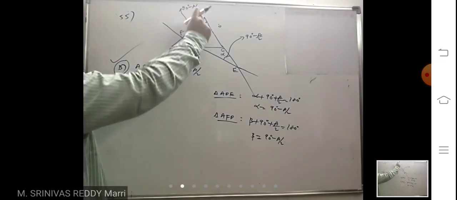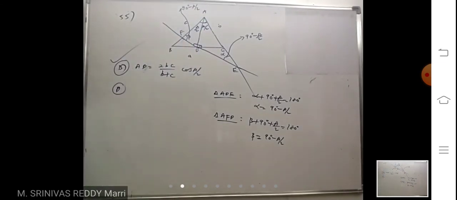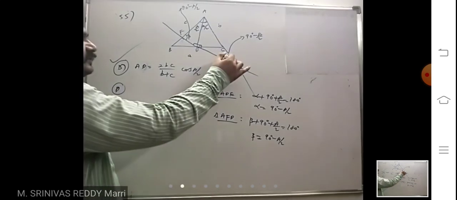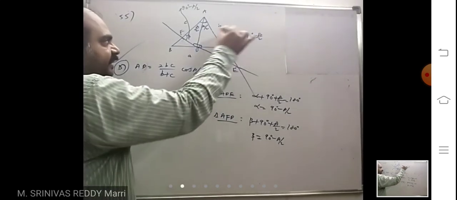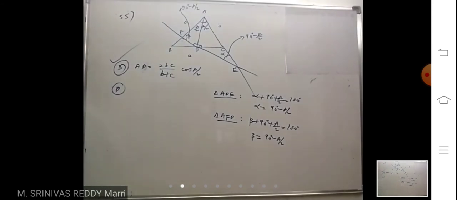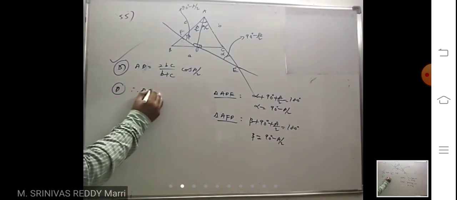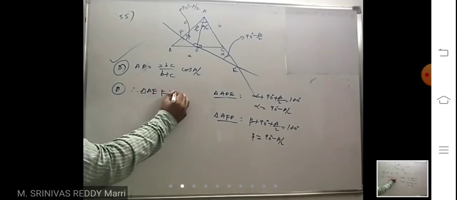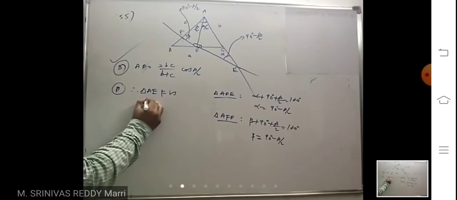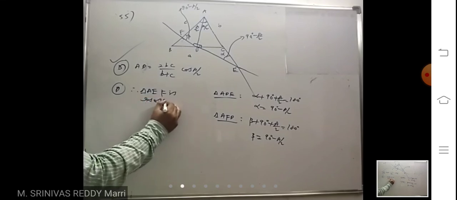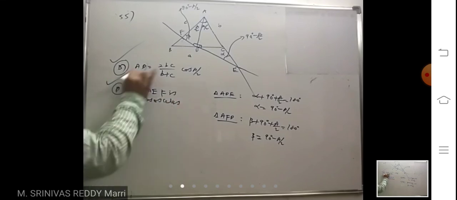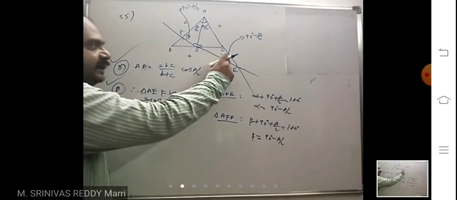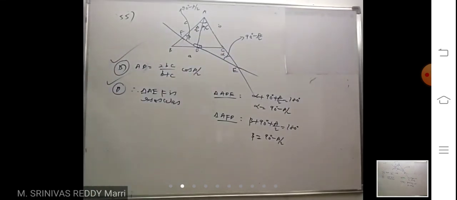Therefore in triangle AEF, this angle is also 90 minus A by 2, and this angle is also 90 minus A by 2. Therefore we can say that triangle AEF is isosceles, because two equal angles are there. So option D is correct.